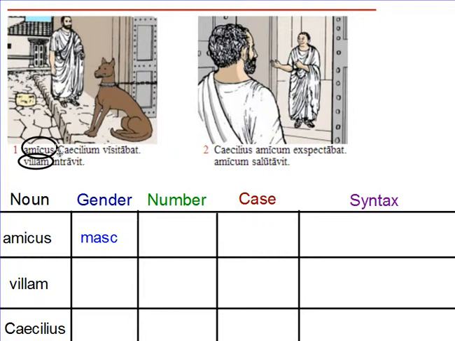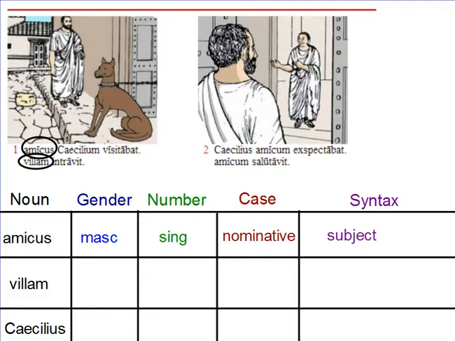I can also notice in the picture that there is only one friend visiting Caecilius, but I also know that the us ending is singular, and my verb is also singular, so I know that amicus is singular. Us is the nominative ending for the second declension, so amicus is masculine, singular, nominative. And the nominative shows the subject in a sentence, so the syntax is the subject.